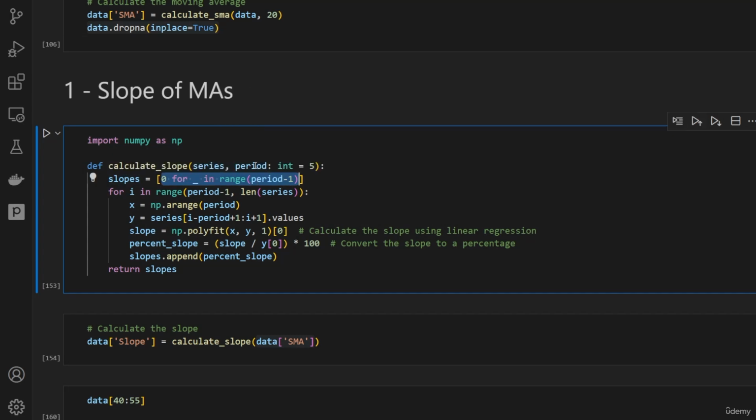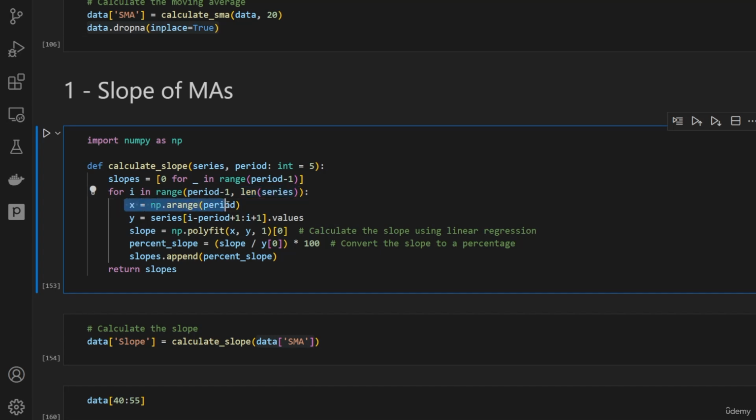So in other words, we need to skip the first 5 candles for which we don't have enough data within the window to compute the slope. So we can start with the 5th candle as a starting point, because for each candle we're taking a window of period 5, so 5 candles preceding the considered candle. Now we're starting for i in range from the 5th candle on, so period minus 1 until the end of the series, or the end of the data frame length.